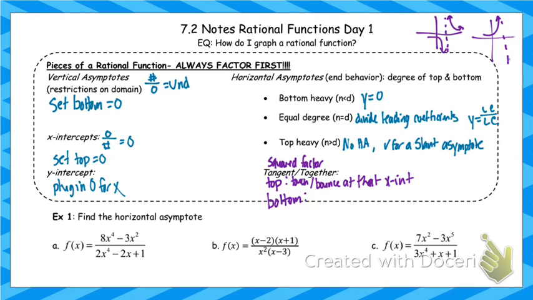And that's going to be the case for a lot of the times. When it's not going to be the case, and when your graph is going to go in the same direction at that asymptote, is when you get that squared factor in the denominator. So if there's a squared factor in the bottom, okay, then your graph is going to go in the same direction on both sides of the vertical asymptote.